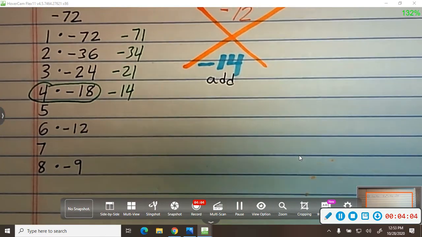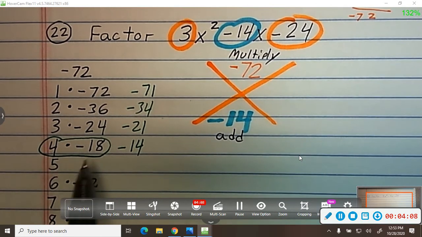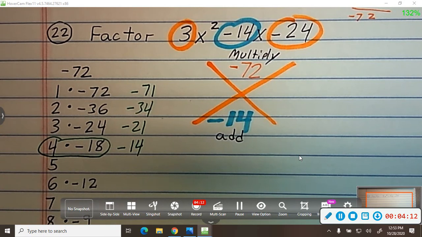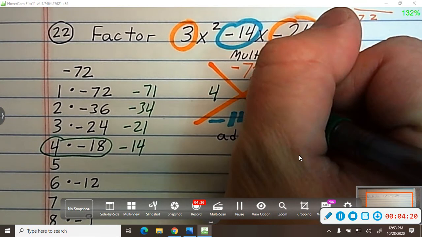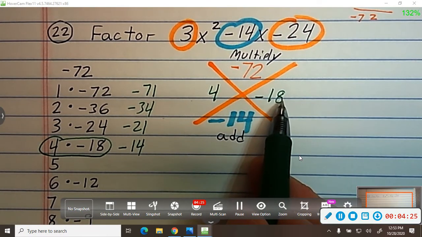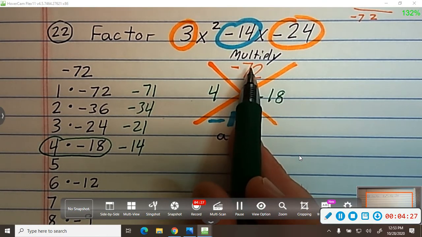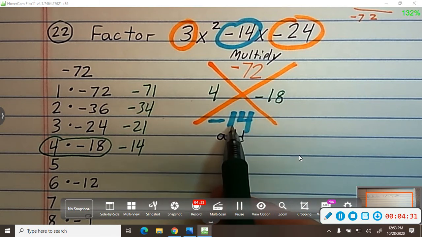And by all means, if you're able to do multiplication in your head fast, you don't have to list out all the options. I just listed it to help show you how to think through this logically. So I'm going to put 4, negative 18 here. 4 times negative 18 is negative 72. 4 plus negative 18 is negative 14.